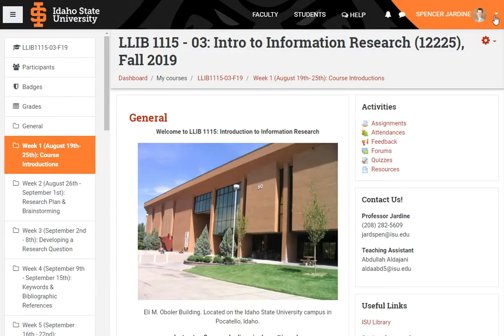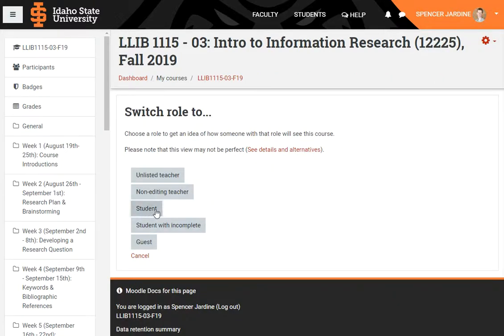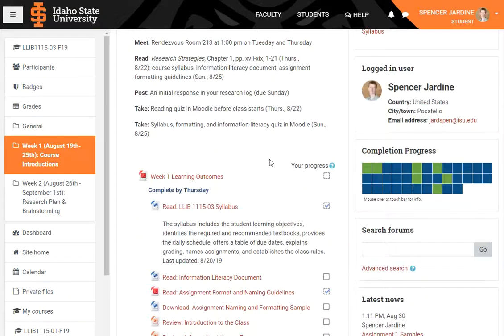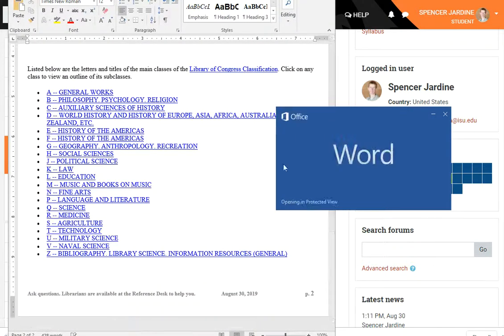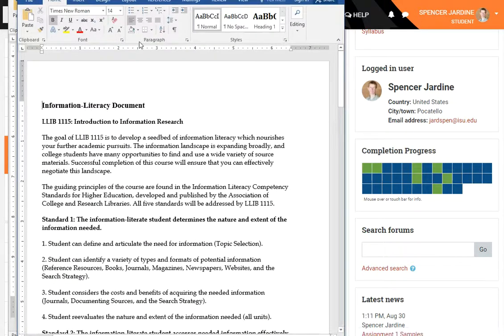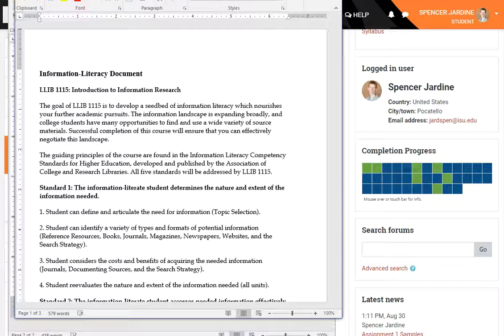Here, let me change this to student role so that it looks like what it will look like for you. Okay, so in week 1, this information literacy document is an important one. And so the first part of assignment 1 asks you to paraphrase the 5 information literacy standards.